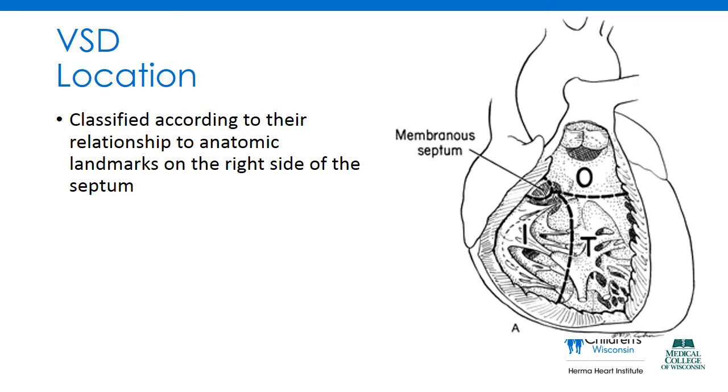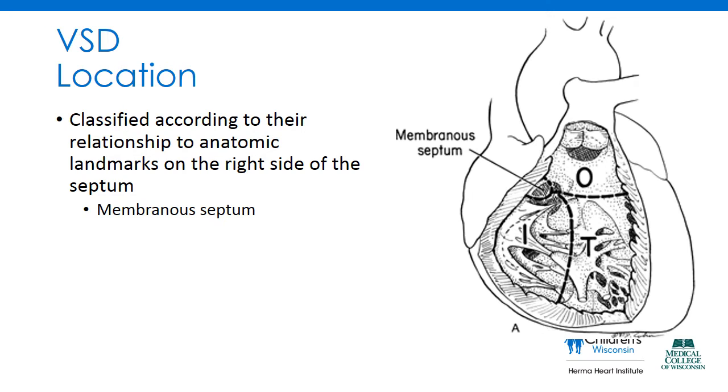There are many ways to talk about VSDs, and their location can vary. This is an older cartoon, but it basically depicts the multiple different regions that VSDs can exist in that septum. That can have effects on their surgical planning and long term outcomes. So we classify them according to their relationship to anatomic landmarks on the right side of the septum. We have the membranous, this small section right up here. And actually this is the aorta here, and you can't see it, but the aortic valve sits right here.